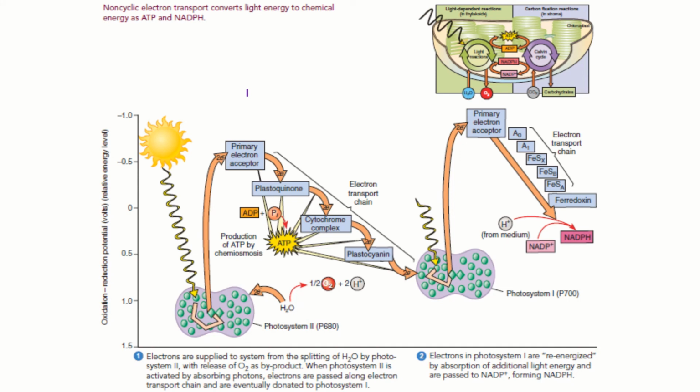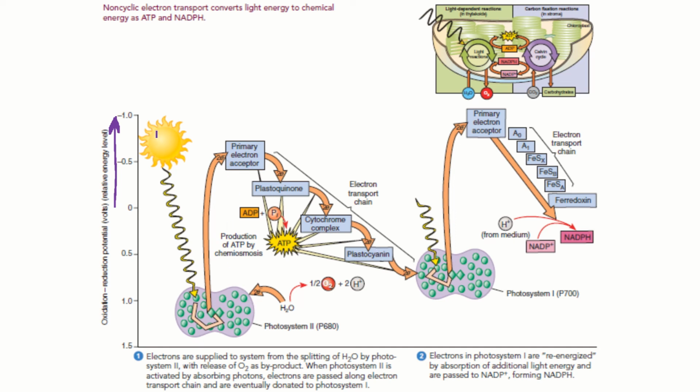A schematic representation of non-cyclic photophosphorylation. What you see here is actually a graph. What is there on the x-axis and y-axis? On the vertical axis, you can see oxidation reduction potential in volts, relative energy level. You can see it here. And don't worry about the horizontal axis. It is just showing the sequence of the reaction.